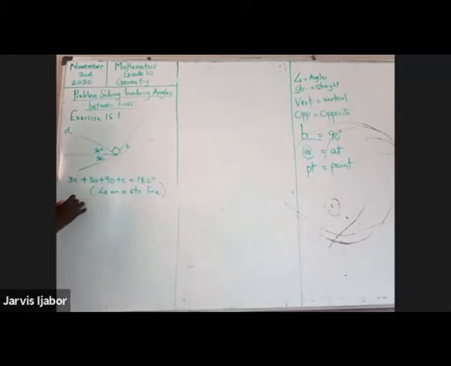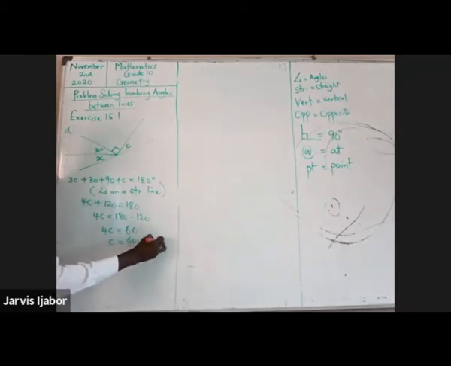So that will be 3C plus C, that will give you 4C, plus 30 plus 90, that will be 120, equal to 180 degrees. So that means 4C will be equal to 180 minus 120, and 4C will be equal to 60. C will be equal to 60 divided by 4, and that will be 15 degrees.